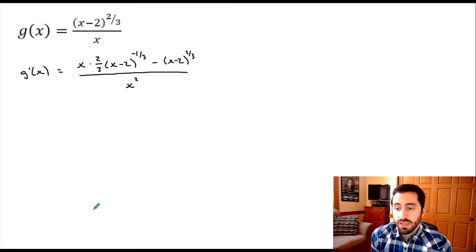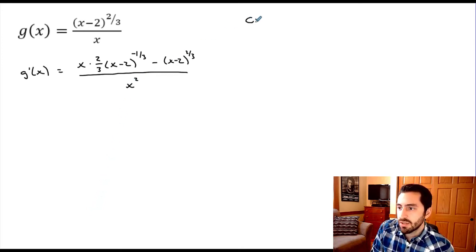Okay, so here's our derivative. It's a little messy right now, but we can actually break this up and we can find our critical numbers. So you have a couple possibilities, remember. Either our derivative has to be equal to 0 or it has to be undefined.